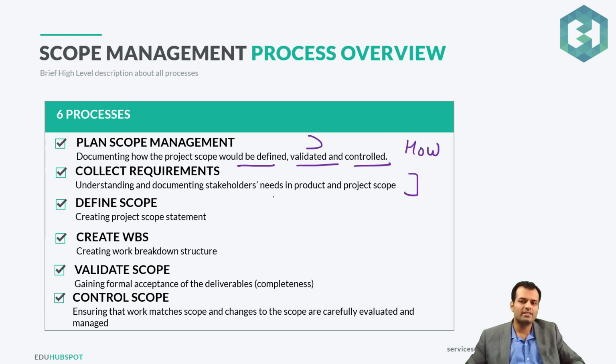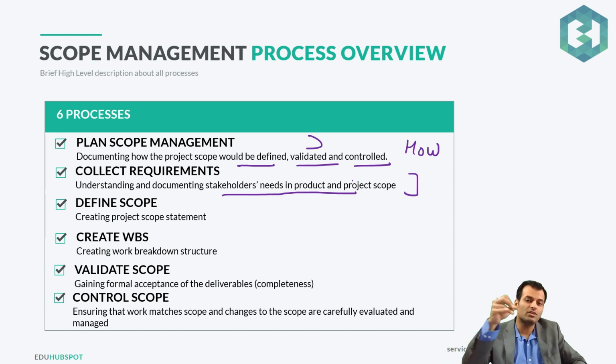Then you will collect the requirements, understanding and documenting the stakeholders' needs in product and project scope. What do I really need? Like the example, heated seats, a good music system with a specific configuration. And again, remember, it has to be specific. I need to define that specific. Like, I don't know the units of the music system or something, but it has to be very specific.